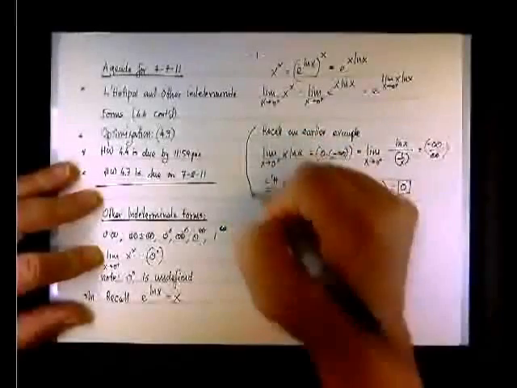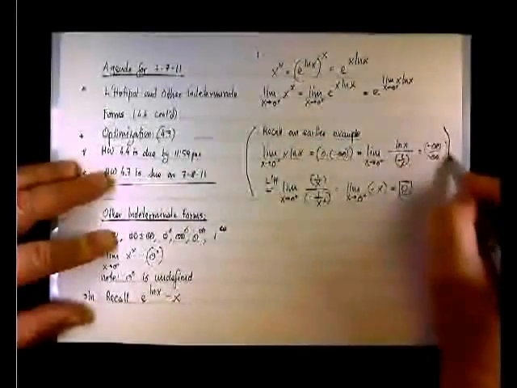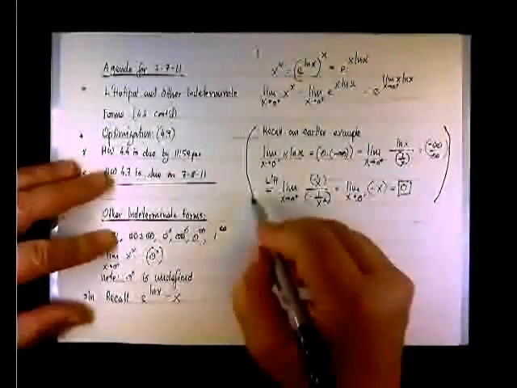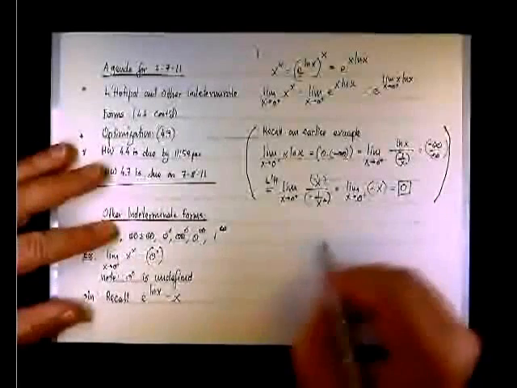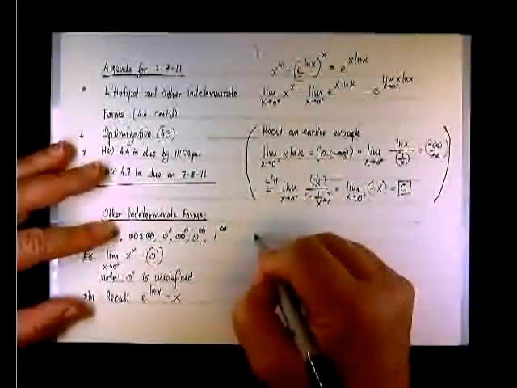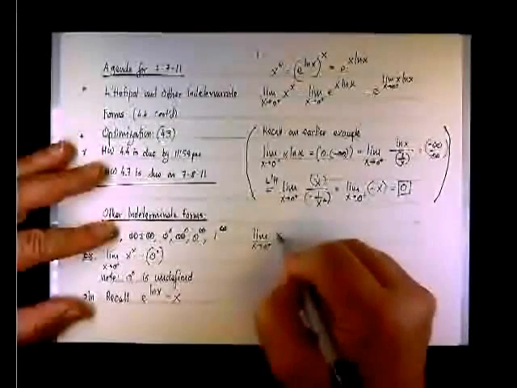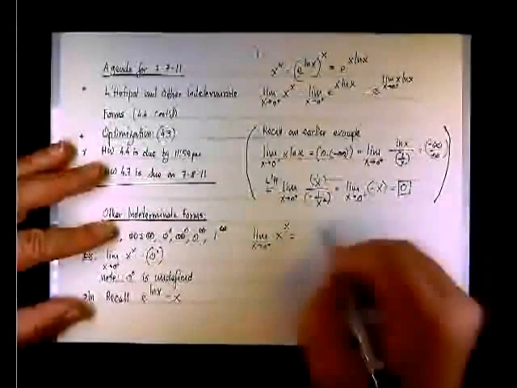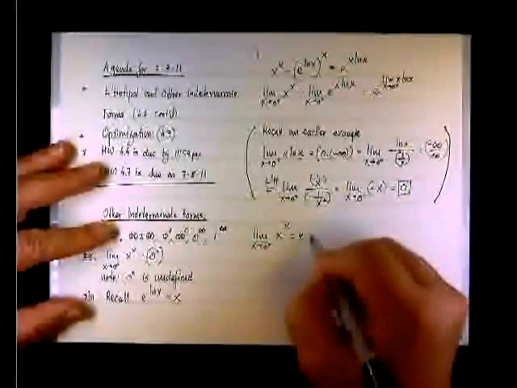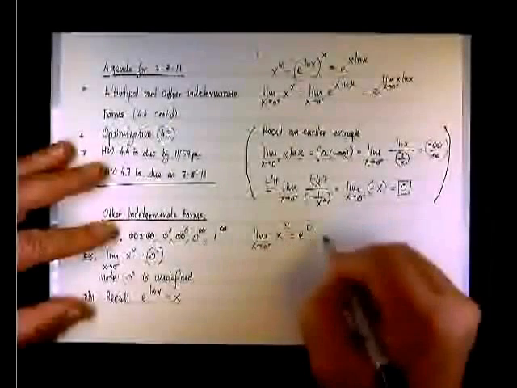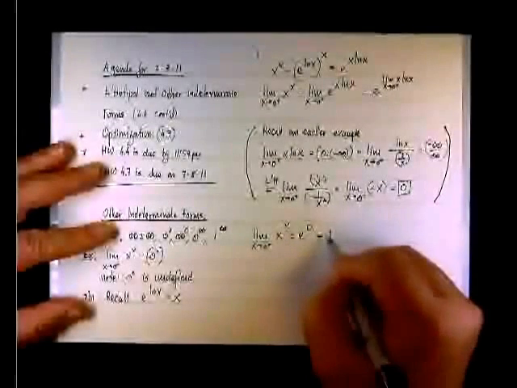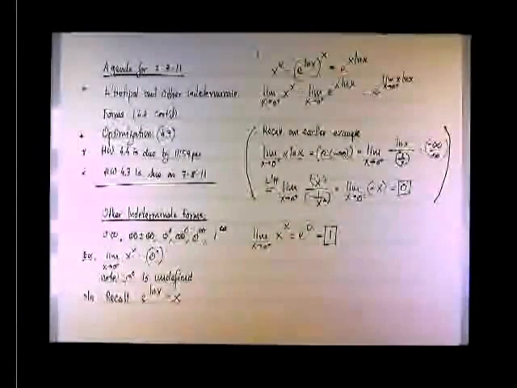So this was a reminder tool. Now we go back and we say that the limit as x goes to 0 plus of x to the power of x equals e to the 0, or 1.